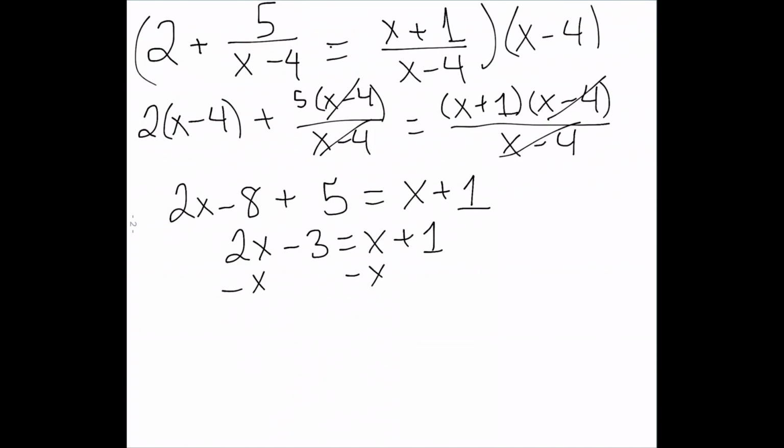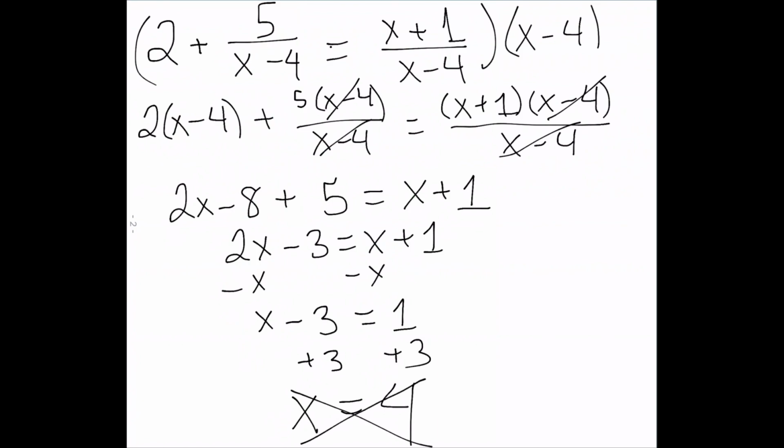Now we just have a linear equation. Subtracting x gives me x minus 3 is equal to 1. And then adding 3 gives me that x is equal to 4. Once again, we need to double check. If I stick in this answer, you'll notice I'll have 2 plus 5 over 0, which causes a problem. So this is actually not a solution, and there's no solution here. So when solving these rational equations, it is possible to get what's called an extraneous solution, a solution that doesn't actually give us a correct answer, which is what we had here.